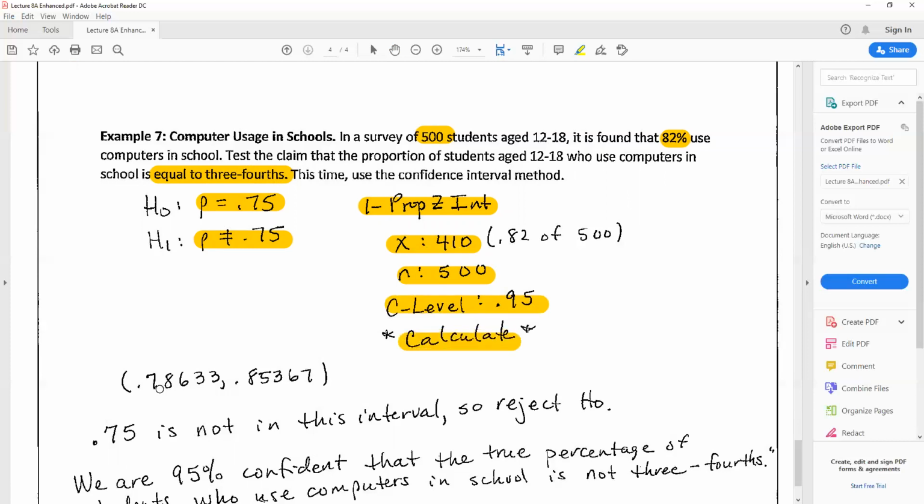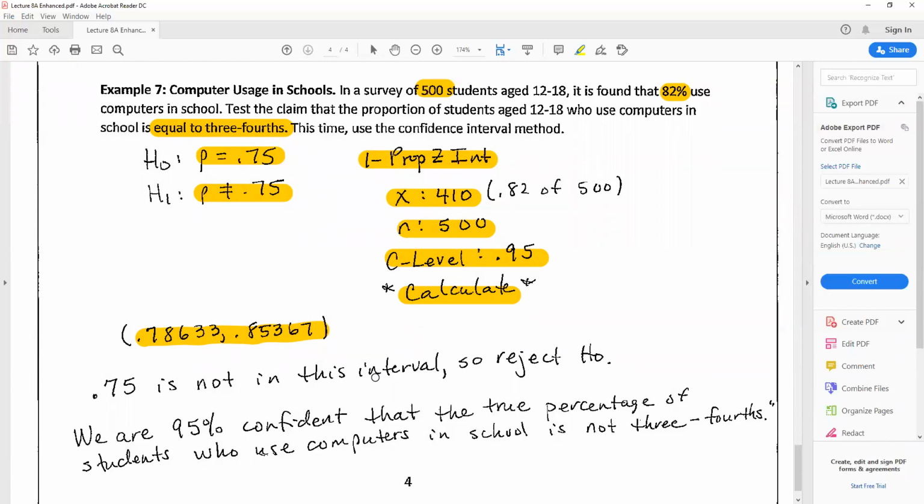Once we calculate, we get a confidence interval of 0.78633 on the low end and 0.85367 on the high end. Now look at the null hypothesis. The null hypothesis claims that it's equal to 0.75. But 0.75 is not on the interval. It appears to be lower than the interval, and therefore we have to reject the null. We are 95% confident that the true percentage of students who use computers in school is not equal to 3/4.